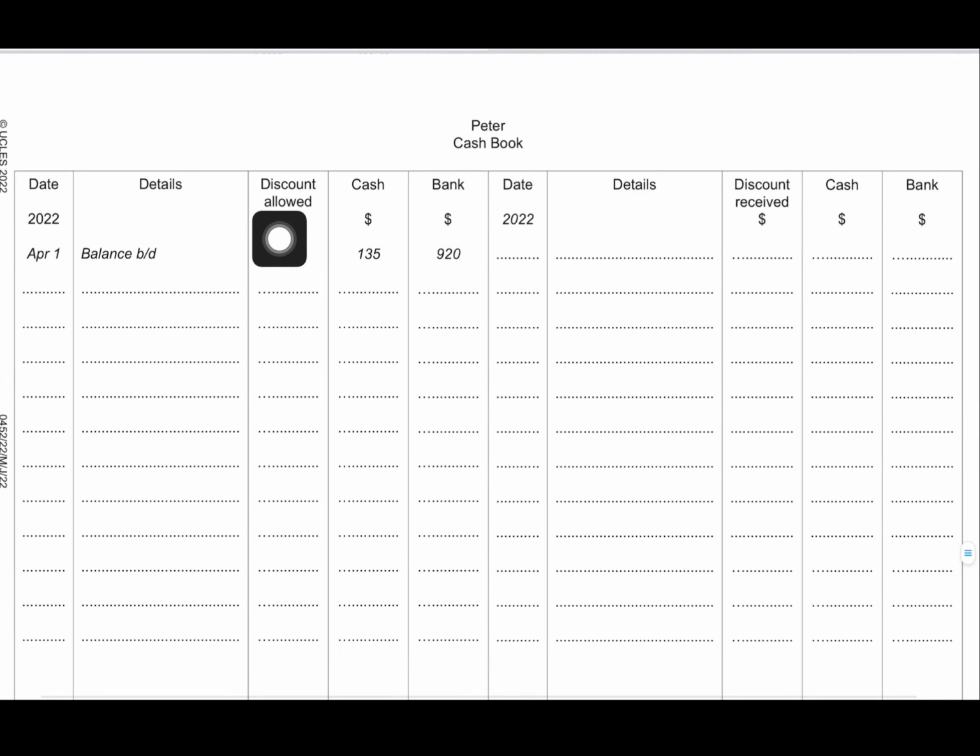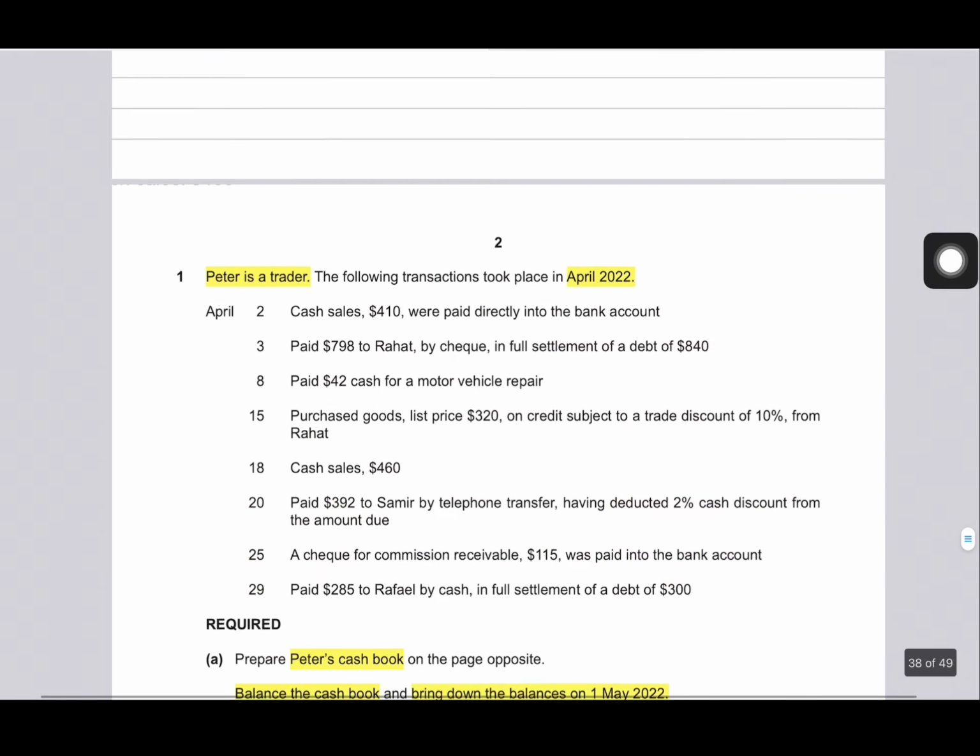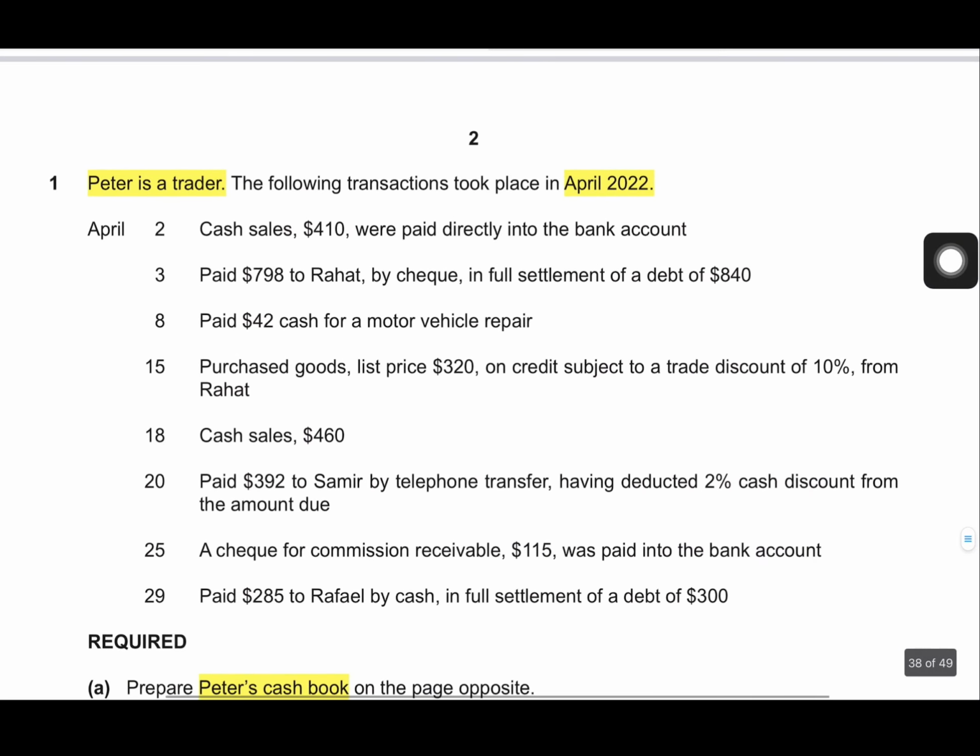The debit side shows discount allowed column, cash and bank. Discount allowed is what we allow to our customers when they are making a payment to our business, and discount received column on the credit side when we receive a discount from our suppliers. So let's begin. The first transaction is on April 2nd.